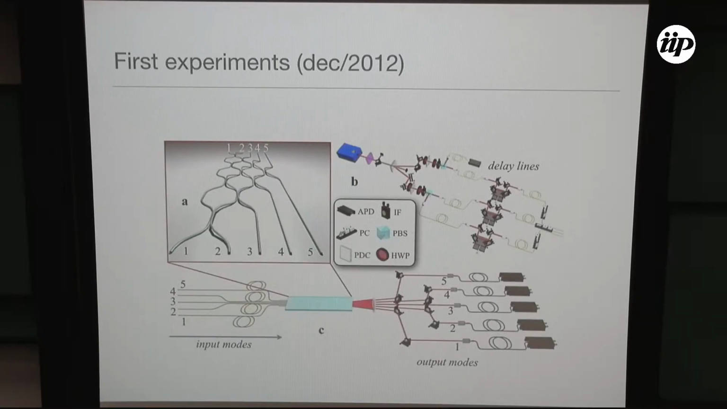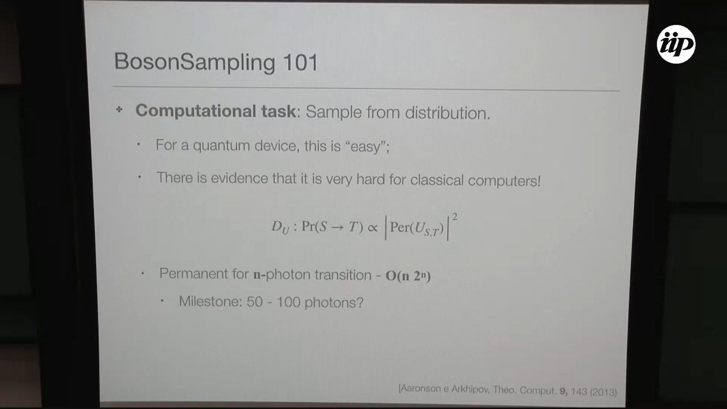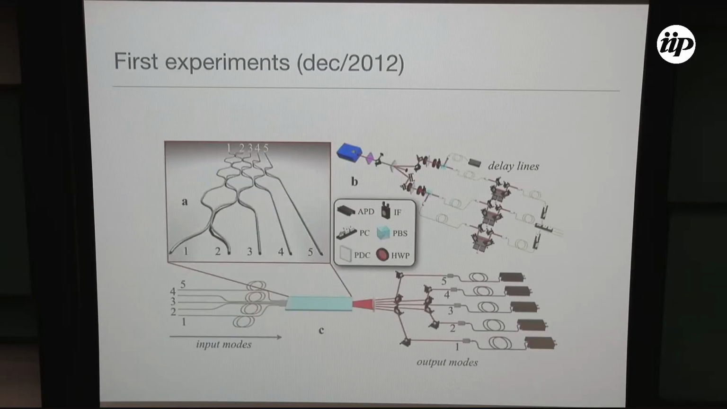So this was proposed by Aaronson and Arkhipov in 2012, and soon after, the first experiments were done in the groups in Rome, Brisbane, Oxford, and Vienna. And all of them had a similar outline.